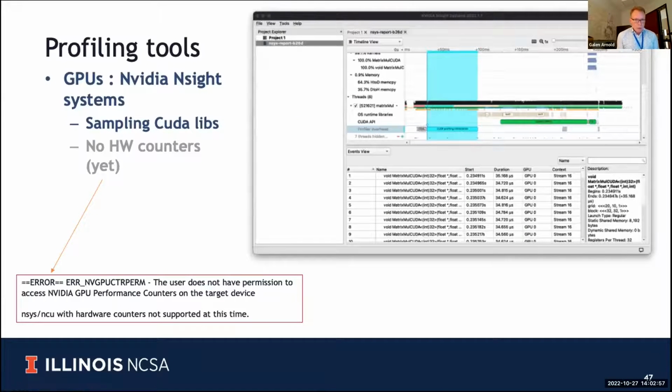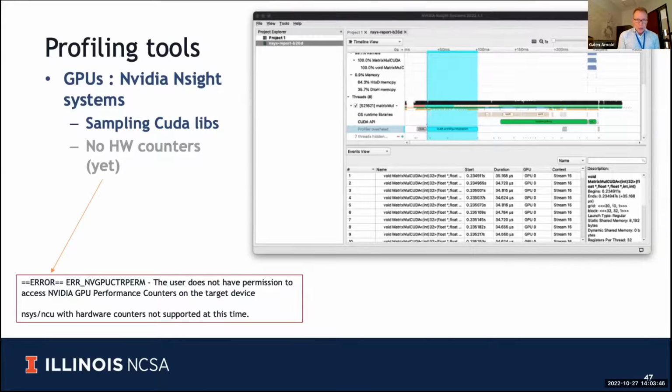Profiling tools. So for the NVIDIA GPUs, we have NVIDIA Insight Systems, and it is up and installed when you have CUDA loaded. This is working at the moment by doing a sampling of your CUDA library calls. We don't have hardware counter support at the moment. That's an issue we're internally discussing. It has security implications, and that's just not there yet. You have to remember that this is a shared resource, and other jobs could be running on the same node as yours. So there's other concerns there that we have to look at on the back end. But the sampling of the library calls turns out to be fairly useful and effective.